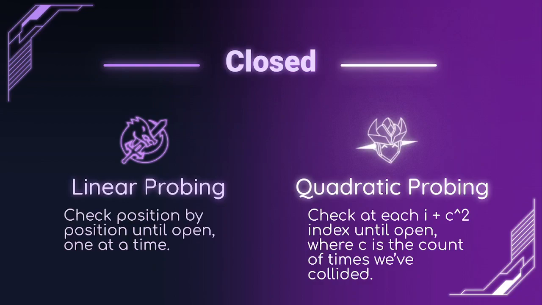So let's say the collision happened at 5. What would our next index be? It would be 6, 1 squared. Let's say that were full. Where would it go after that? 5 plus 4, which is 9. That doesn't work. So then we do 5 plus 9, which is 14. And let's say that works, we're good. Right? So that's how you do quadratic probing.